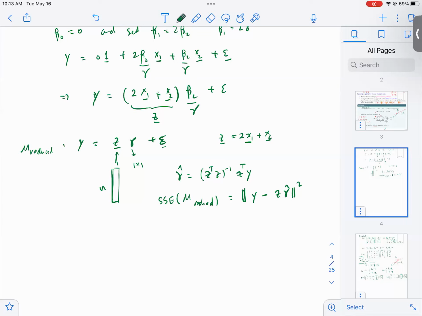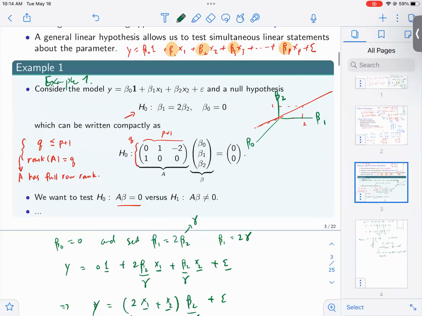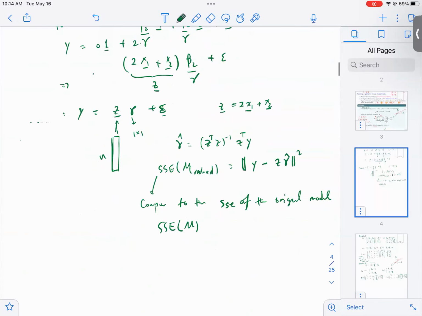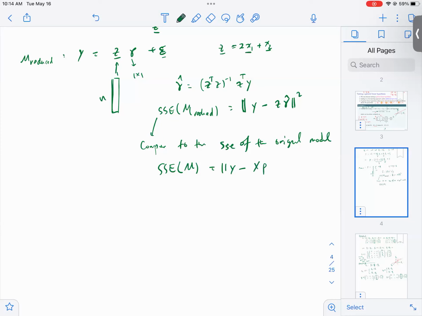So you also have the SSE of the original model. So compare to the SSE of the original model. M is this guy. This would be like Y minus X beta hat, where beta hat is just X transpose X inverse X transpose Y, where X is just 1, X1, X2. Okay, so I fit this full model. I have the SSE there, which is just the residual sum of squares. And the other one has the SSE of the reduced model, and then I compare them.